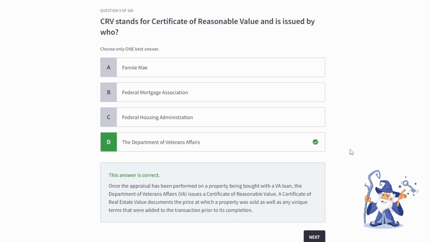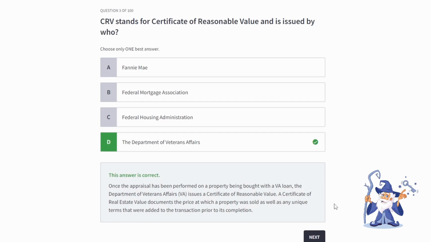A certificate of reasonable value documents the price at which a property was sold, as well as the unique terms that were added to the transaction prior to its completion. So obviously you need to be familiar with this specific certificate and its relationship with the Department of Veterans Affairs.